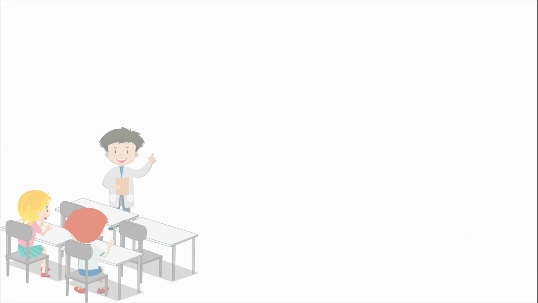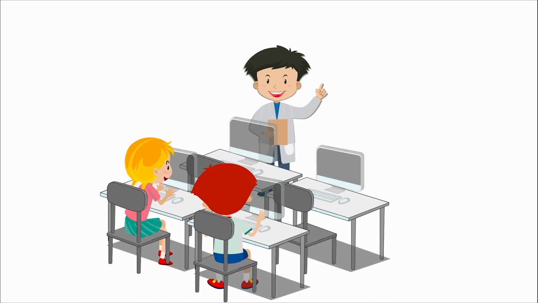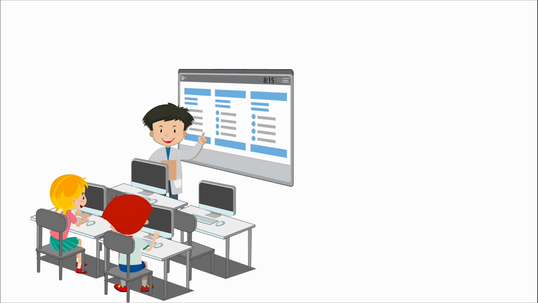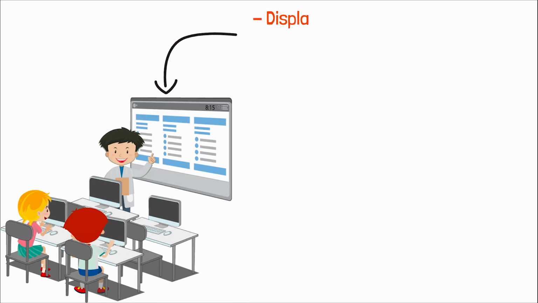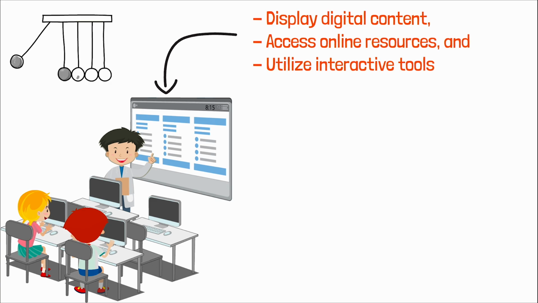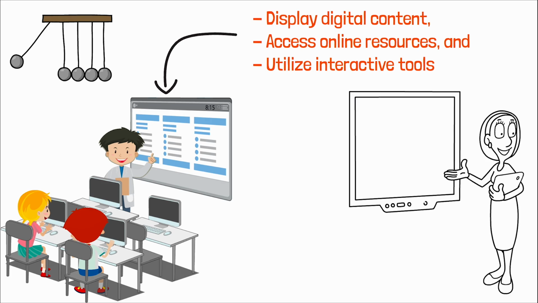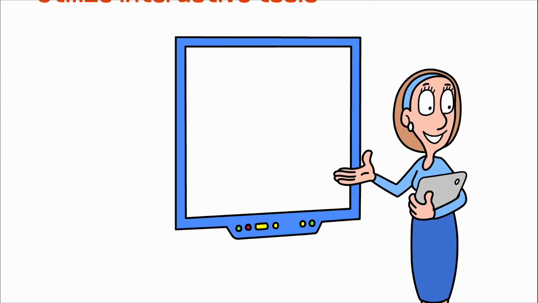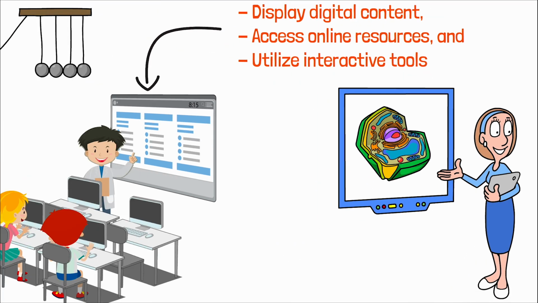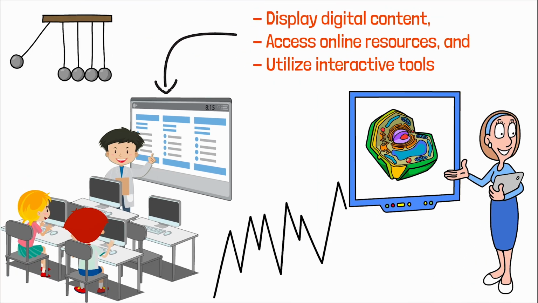General educational technology for K-8 classrooms should minimally include a computer with internet access connected to a classroom projector. This setup enables teachers to display digital content, access online resources, and utilize interactive tools that make science lessons more engaging and effective. For example, a teacher might use a digital projector to show videos of scientific phenomena, conduct virtual lab simulations, or display real-time data from online experiments.